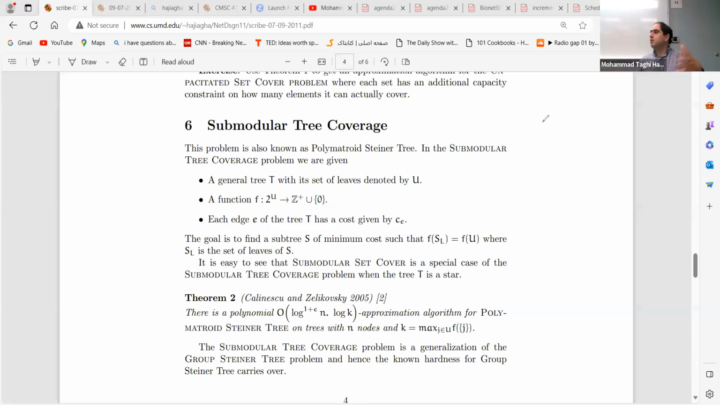There are lots of papers. Not all people know about it, and some have a whole paper about using set cover ideas instead of just using this. This is another such general function. The submodular tree coverage problem is also called the polymatroid Steiner tree problem.